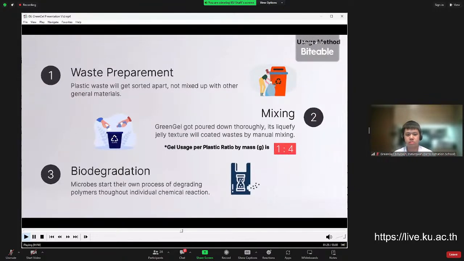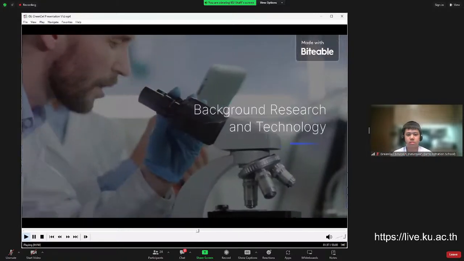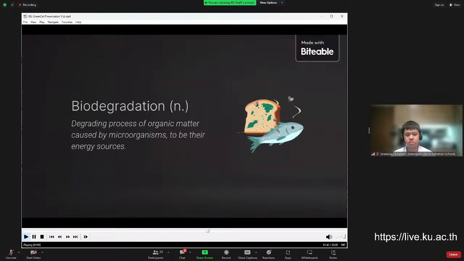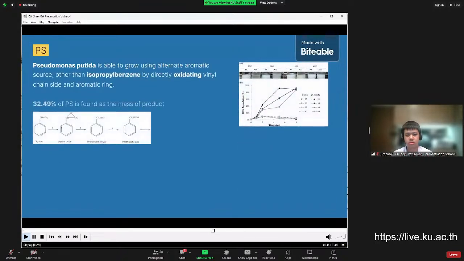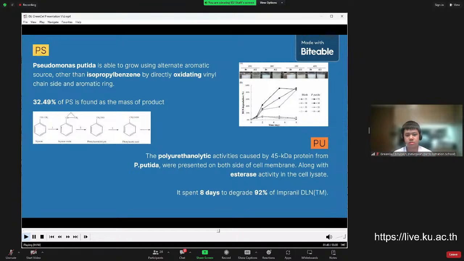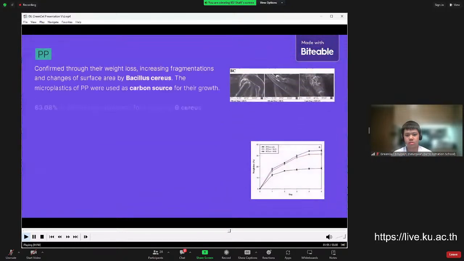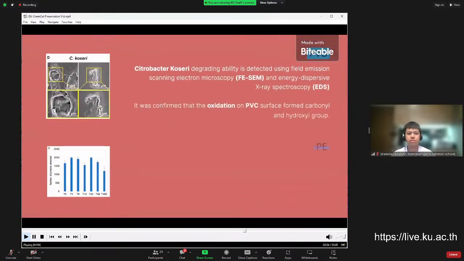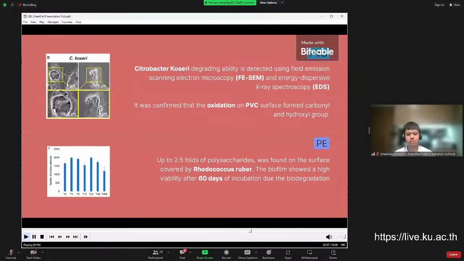For usage method, first you gotta prepare your waste, your plastics separately, and mixing them together with green gel and wait for them to biodegrade. Biodegradation is to degrading something with microorganisms. While PS using oxidating process to degrade, PU use polyurethanolic activities and esterase to degrade. While polypropylene was used as a carbon source, PET was degraded by enzymes and then oxidized. PVC is oxidized into carbonyl and hydroxyl group, while PE shows the record of polysaccharides.